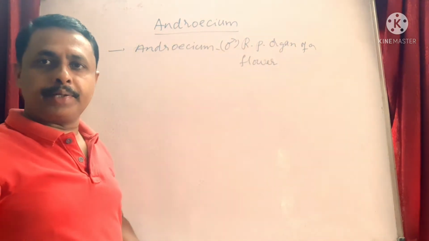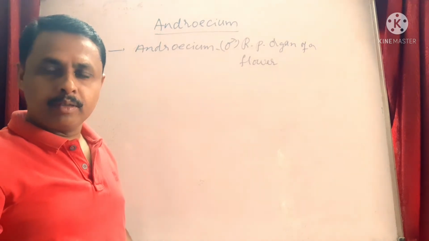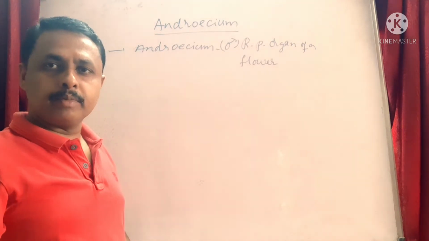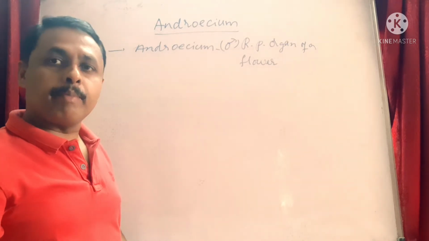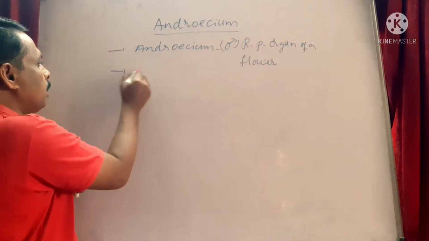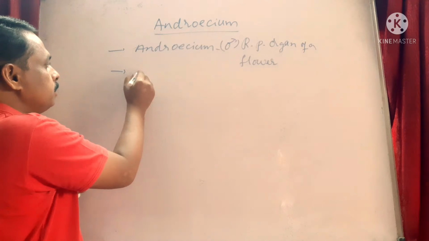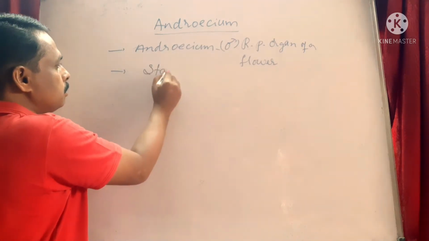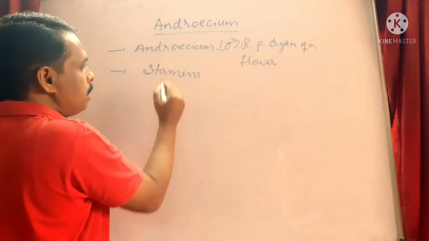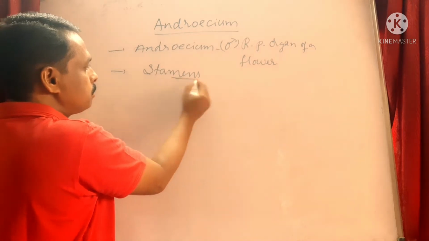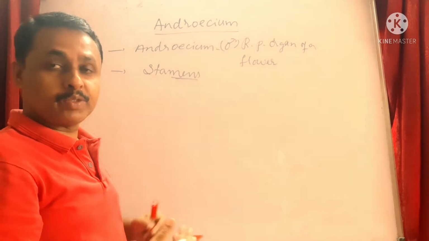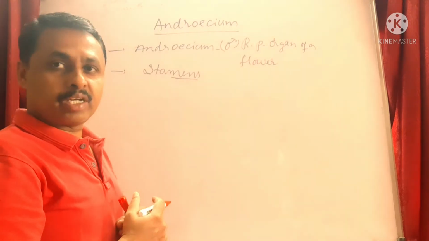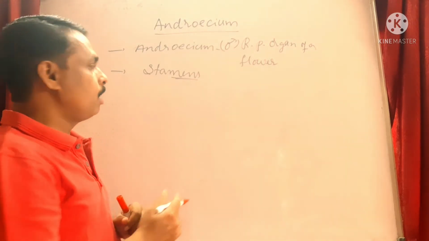Androecium is a male reproductive organ of a flower. This androecium is composed of stamens. Stamens are male structures in a flower. Men represent male, right? That's why it is so.